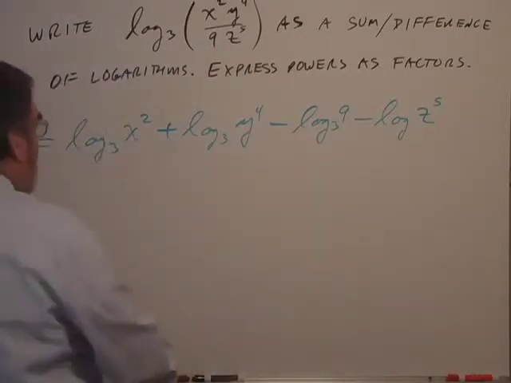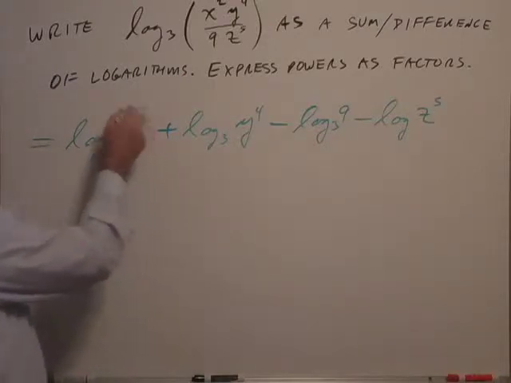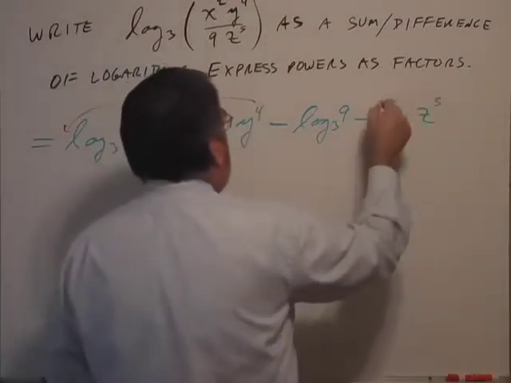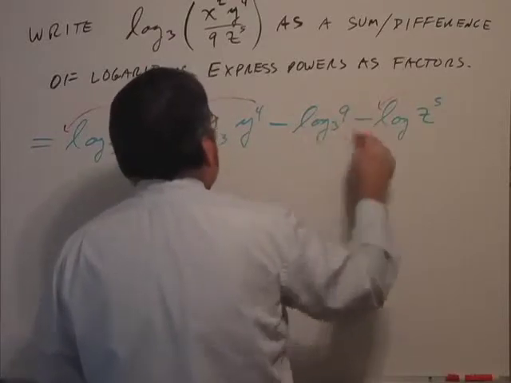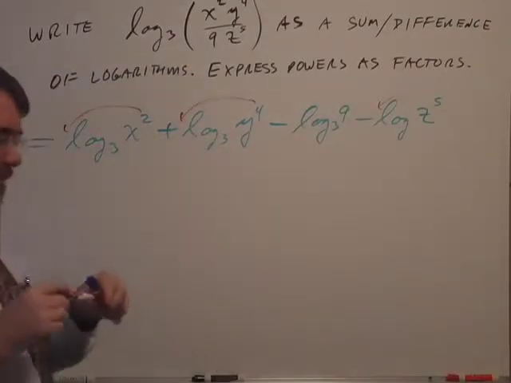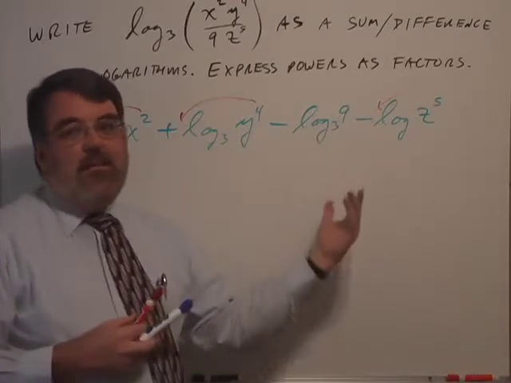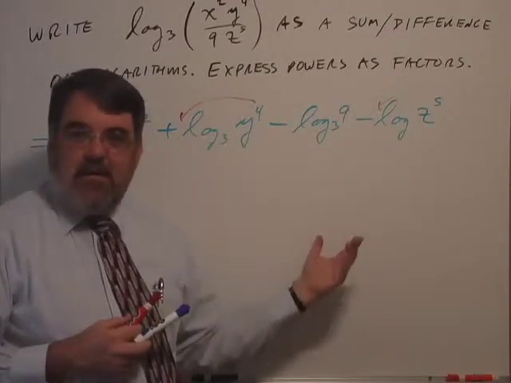All right, well, now we use the power rule. 2 goes over to here, that 4 goes there, this 5 goes here. And then what about our log of 9 base 3? Well, that's just the number 2, isn't it? Because 3 to the second power is 9.